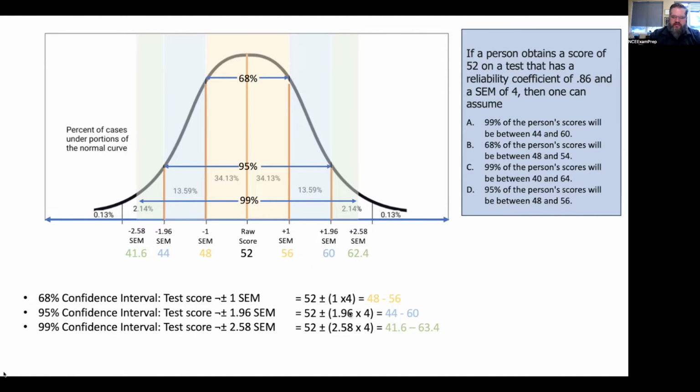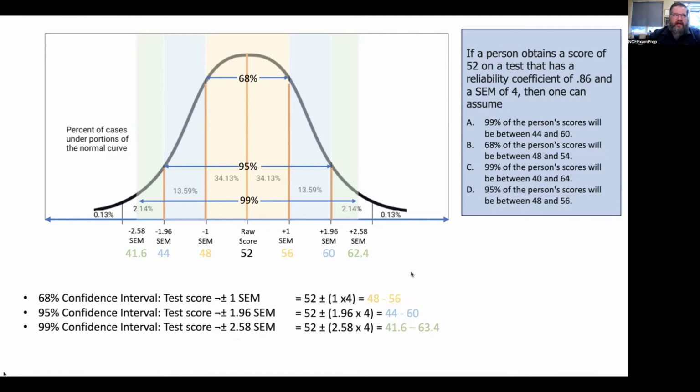measurement, roughly 2, right? So we've got 52 plus or minus 2 times 4. So 52 plus or minus 8 is 44 and 60. And so that's how we have that range. And then I went ahead and calculated the 2.6, and that gave us 41.6 and 62.4. So again, I highly doubt that you're going to need to calculate that.